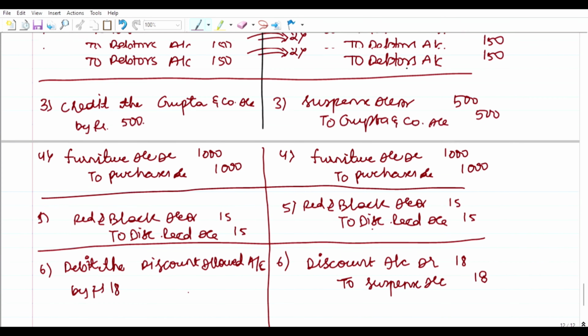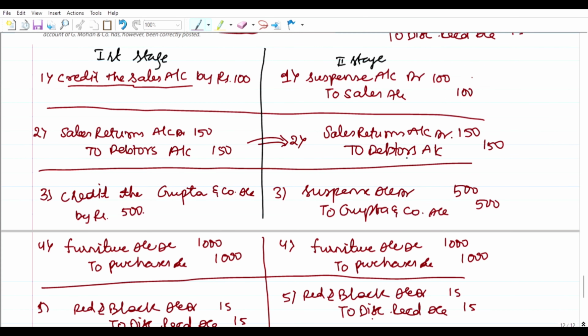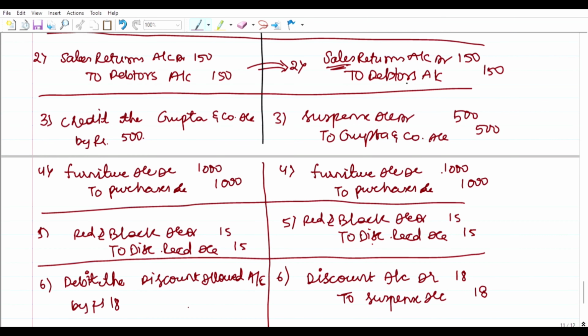Simply, if we want to do it in the third stage, what we are going to do here is replace this sales by P&L adjustment. We should not change this entry. In place of purchases we write the P&L adjustment account. Discount received is also nominal, so we can replace it by P&L adjustment. Here discount, we shall write it as allowed. We have to replace it by P&L adjustment. So this is how we can rectify the errors in the third stage. So that's it for this video.